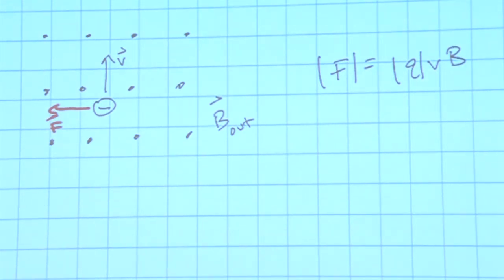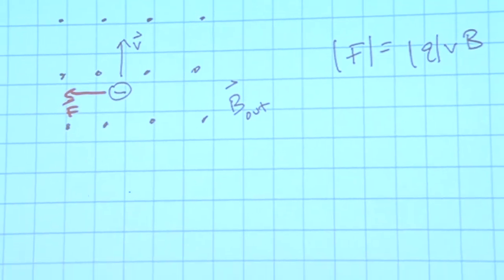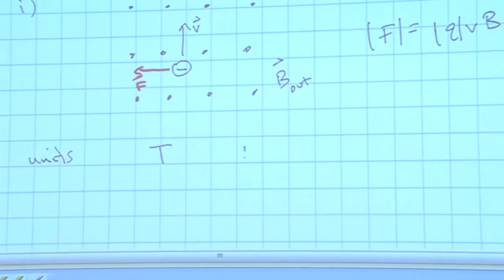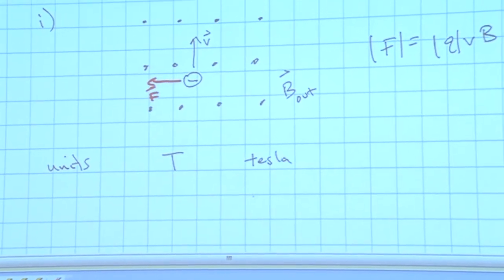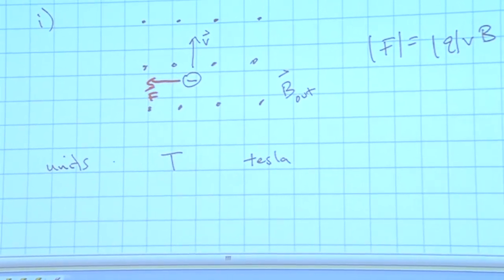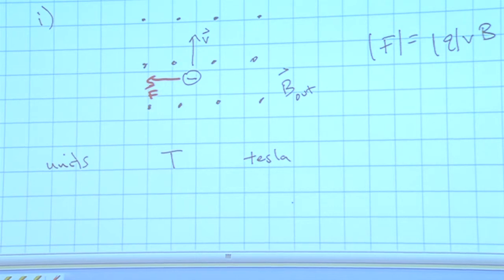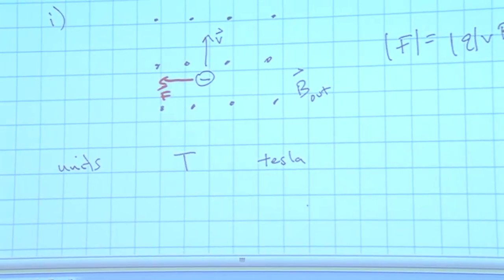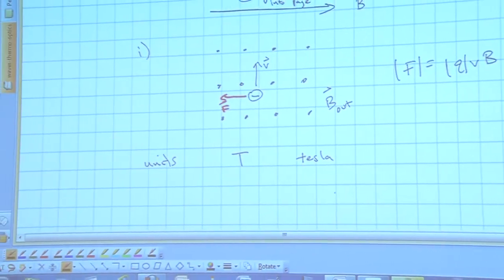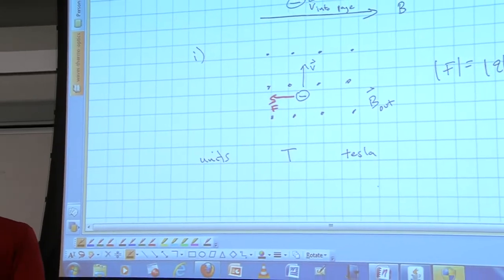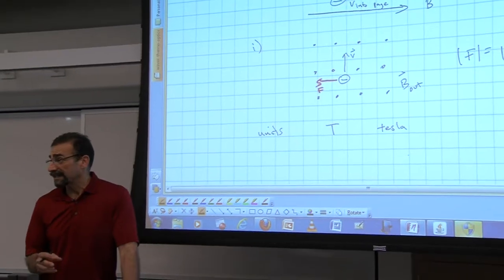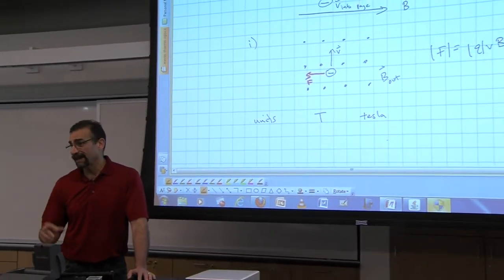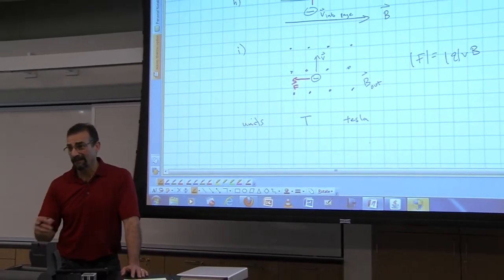Units for magnetic field, Tesla. Capital T. And the Tesla is our SI unit for magnetic field, but it's a fairly large quantity. People that work with magnetic fields a lot get tired of writing 10 to the minus 3, 10 to the minus 4, 10 to the minus 5 every time.